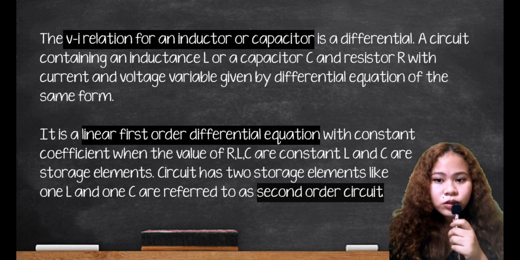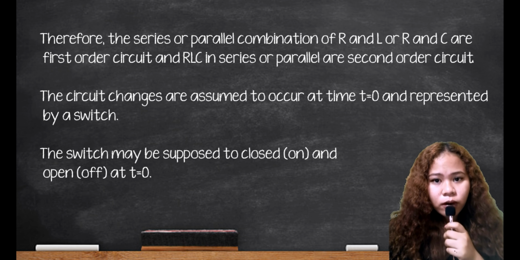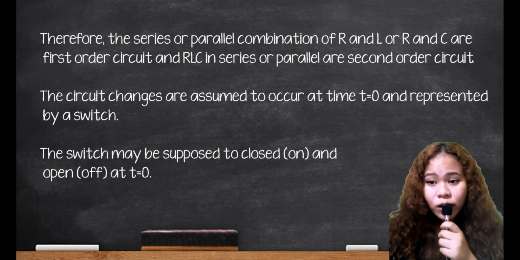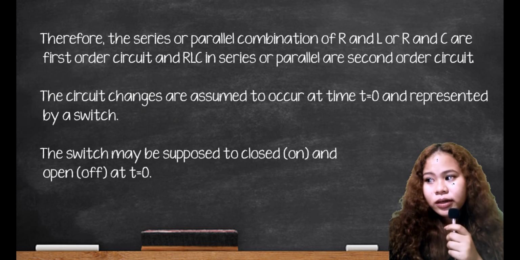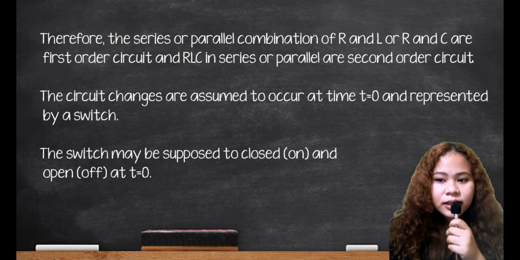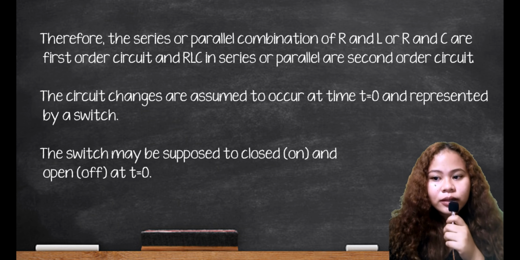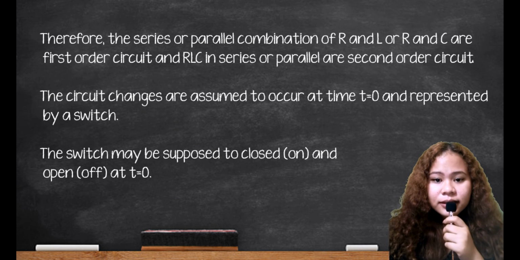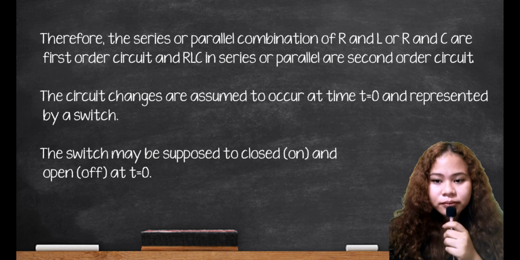A circuit with two storage elements, like one L and one C, is referred to as a second-order circuit. Therefore, the series or parallel combination of R and L or R and C is a first-order circuit, and RLC in series or parallel is a second-order circuit. The circuit changes are assumed to occur at time t equal to 0 and are represented by a switch. The switch may be supposed to close or open at t equal to 0.